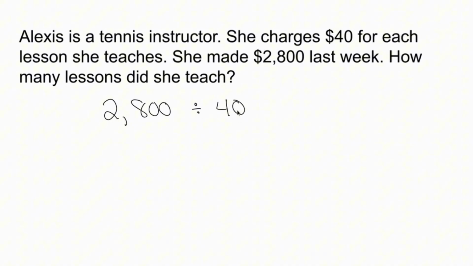Now we are dividing a multiple of 10 divided by another multiple of 10. When you do that, count how many zeros are at the end of each and knock off that many. So I can knock off 1 zero for each.